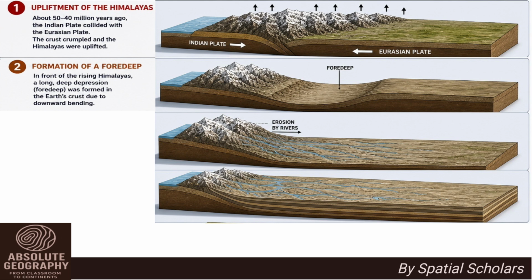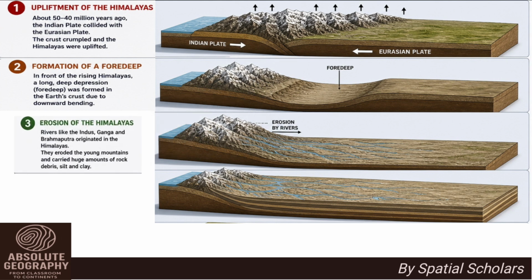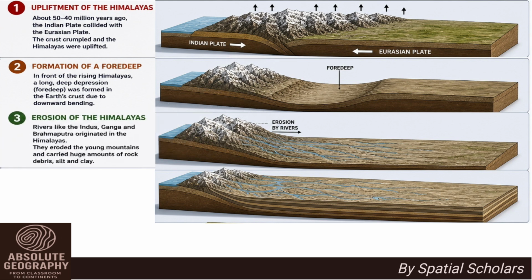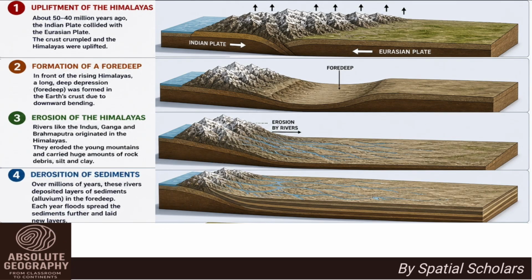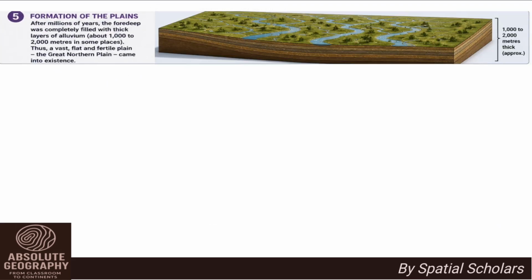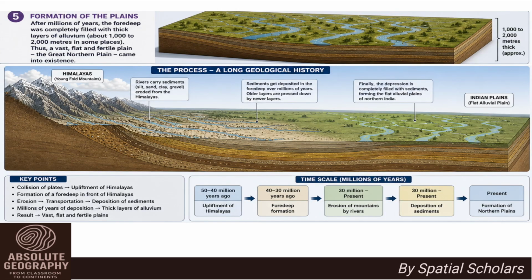The rivers descending from the Himalayas, along with their tributaries, continuously carried enormous quantities of sediments such as sand, silt, and clay from the mountains and deposited them in this depression. Then, over millions of years, this repeated deposition gradually filled the foredeep and gave rise to what we now call the northern plains or the Indo-Ganga-Brahmaputra Plains.